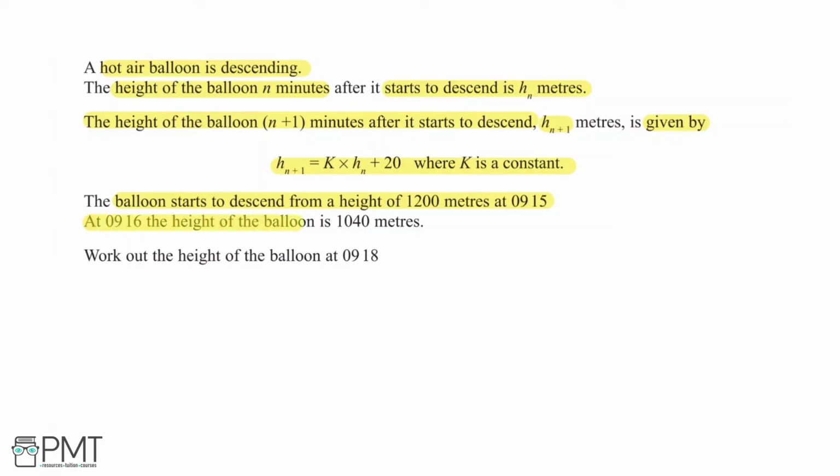At 9:16, the height of the balloon is 1,040 meters. We need to work out the height of the balloon at 9:18, and this question is worth 4 marks. Okay, first I'm going to find k. And the way I'm going to do this is I'm going to substitute the height of the balloon 1 minute after, so 1040 equals k times the height at 9:15, so 1 minute prior, which is 1,200 plus 20.